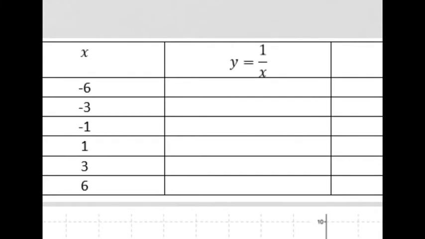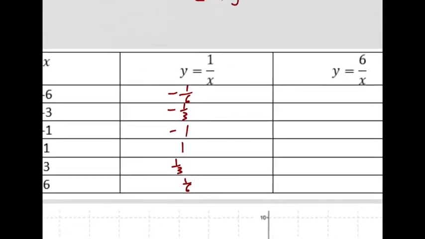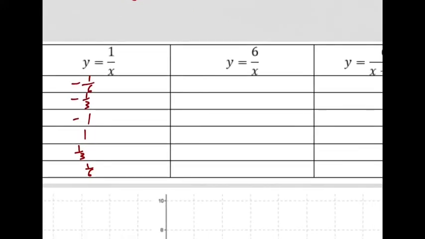So if x was negative 6, y would be negative 1 over 6. If x was negative 3, then you have negative 1 over 3, right? Negative 1, 1, 1 over 3, and 1 over 6. If I multiply those by 6, this would give me negative 6 over 6, which is just negative 1, right? That's a nice clean value.